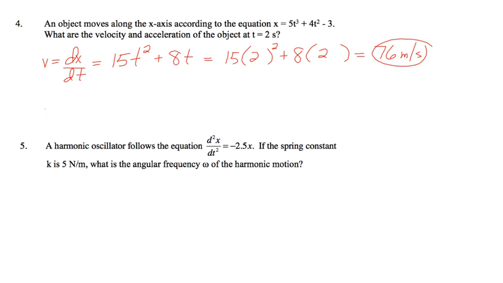And now the acceleration is the second derivative of the x equation, or the first derivative of the velocity equation. So looking above, I'm now going to take the derivative of this. So I bring the 2 in front, and I get 30t plus, when I take the derivative of 8t, that's a 1 (t to the 0 is 1). So 8 times 1 is 8. Putting in the numbers, we get 30 times 2 plus 8. So that's going to equal 68 meters per second squared.